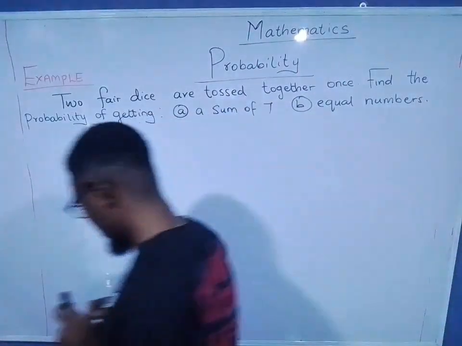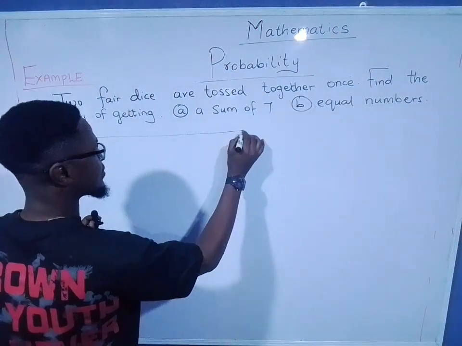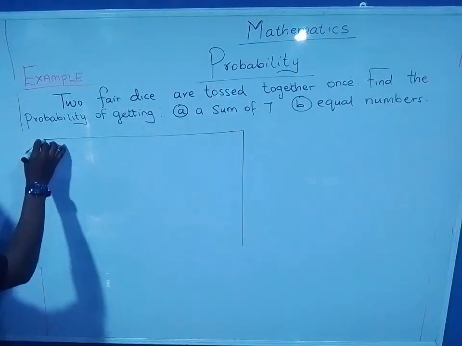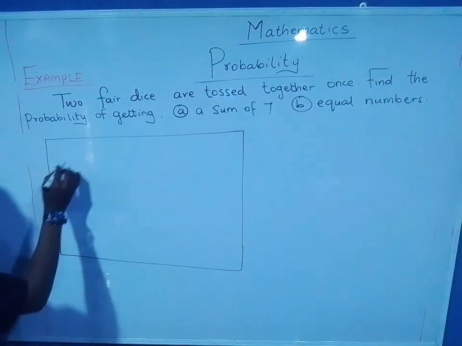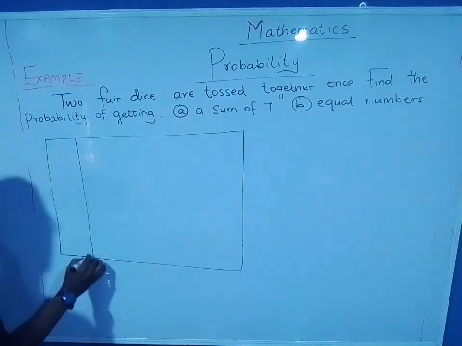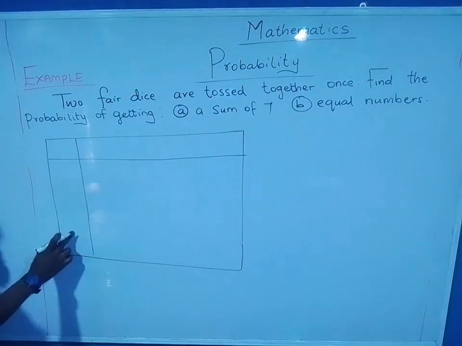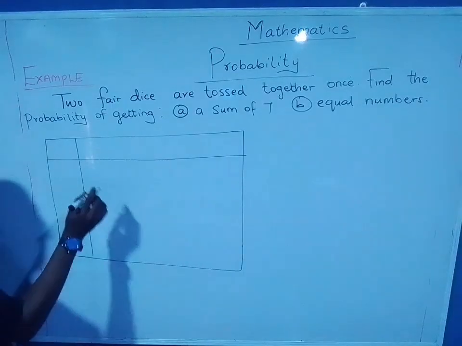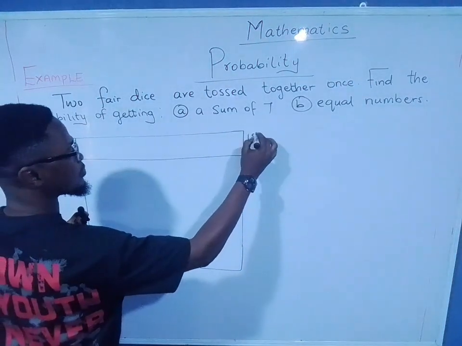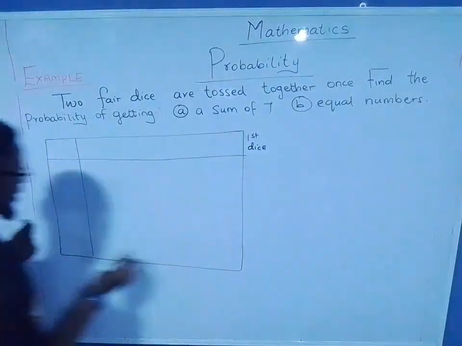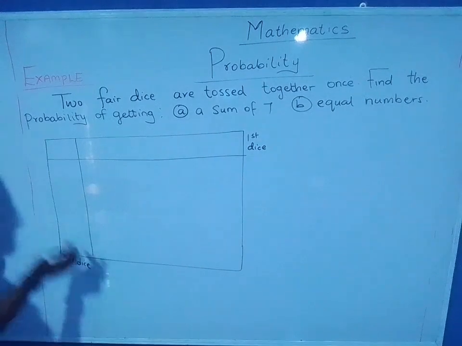What kind of table am I talking about? What are the sample points for dice? 1, 2, 3, 4, 5, and 6. Good. So that is the sample points of a dice. So we have 2 dice. So I'm going to put 1 dice horizontal and the other dice vertical. So this is the first dice, and the second dice is here.